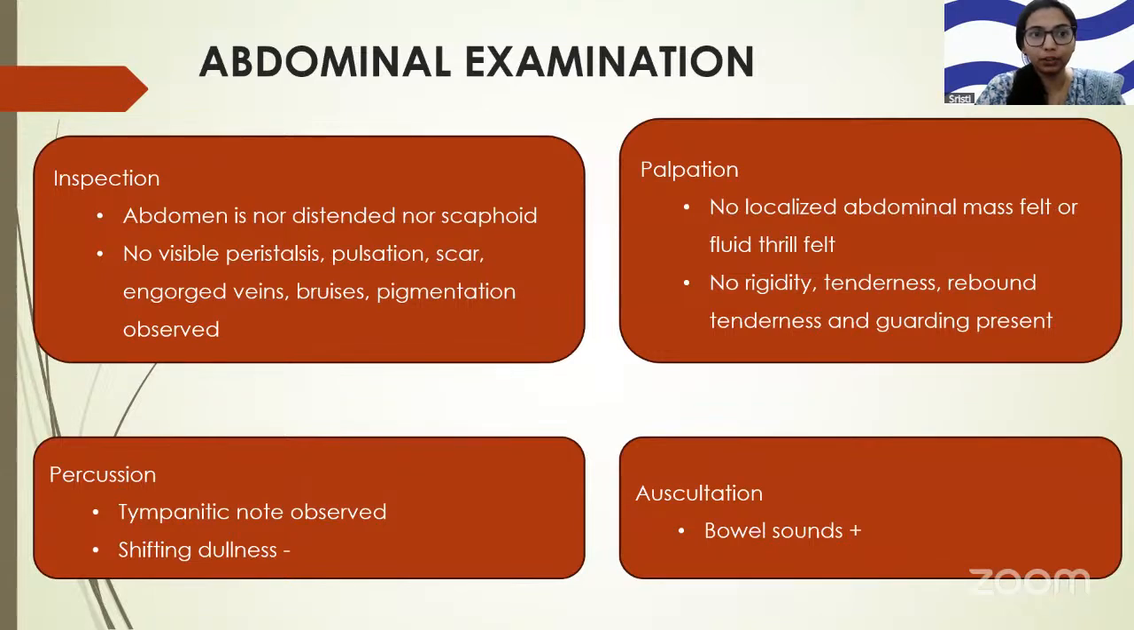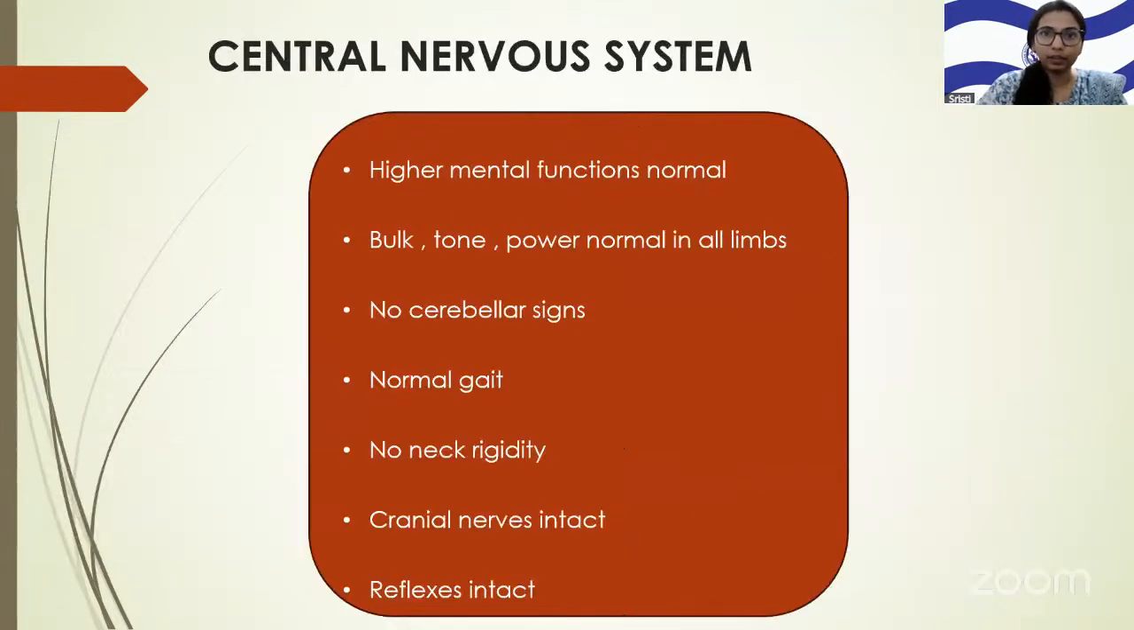Abdominal examination. On inspection, abdomen is neither distended nor scaphoid. No visible peristalsis, pulsation, scar, engorged veins, bruises, or pigmentation observed. On palpation, no localized abdominal mass or fluid thrill felt. No rigidity, tenderness, rebound tenderness, or guarding present. On percussion, tympanic note was observed and shifting dullness was absent. On auscultation, bowel sounds were heard.